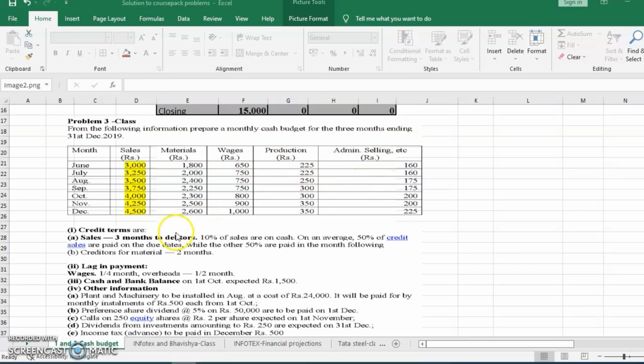Now, what are the adjustments provided to us? The credit terms, in case of the sales, are 3 months to debtors. And what does that mean? If you happen to sell in the month of January, the debtors are bound to pay it after 3 months: February, March, April. In April, you should be in a position to collect all of those from your debtors.